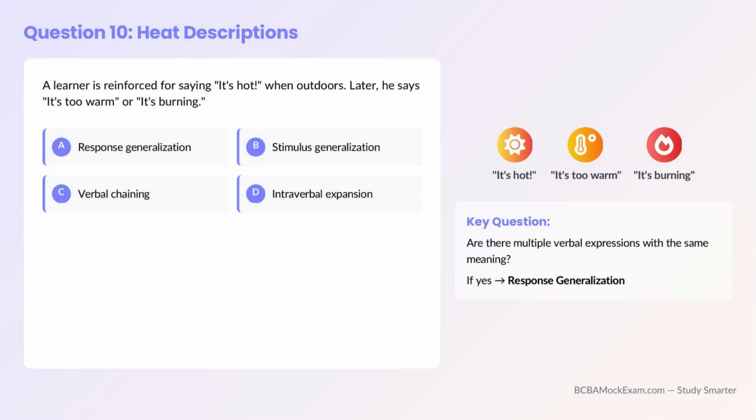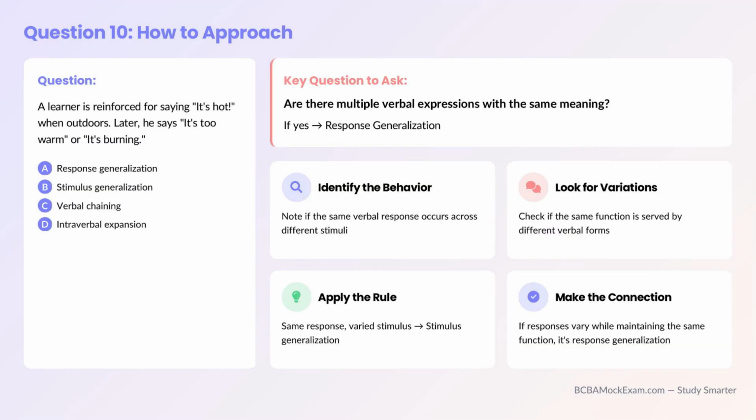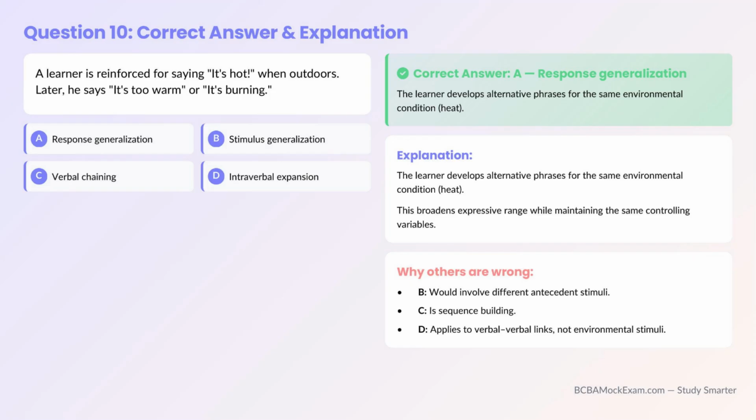That points to response generalization. If multiple verbal expressions serve the same communicative purpose, that's response generalization. Different topographies, same control by the same environmental condition, the heat. The correct answer is A. Response generalization. The learner expands expressive language while referring to the same stimulus, hot weather. Different sentences, same meaning. That's the beauty of flexible verbal behavior. Stimulus generalization would mean the same response under different environmental cues, not multiple ways to describe one.